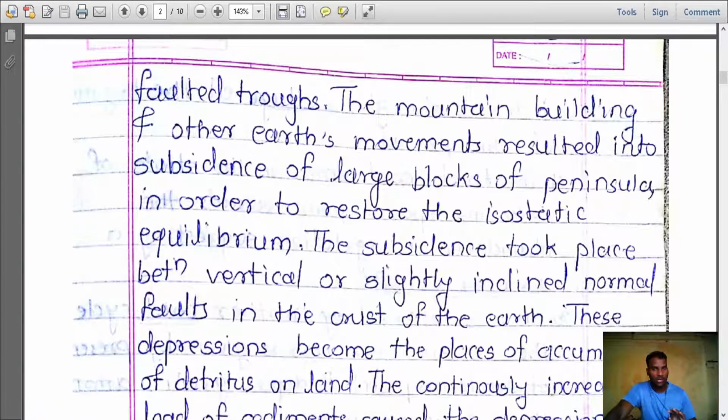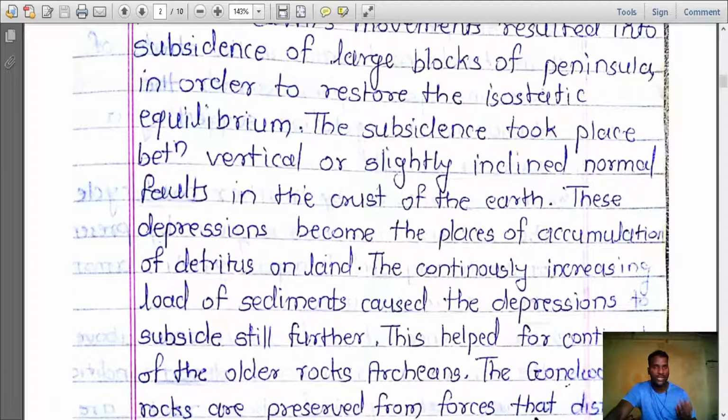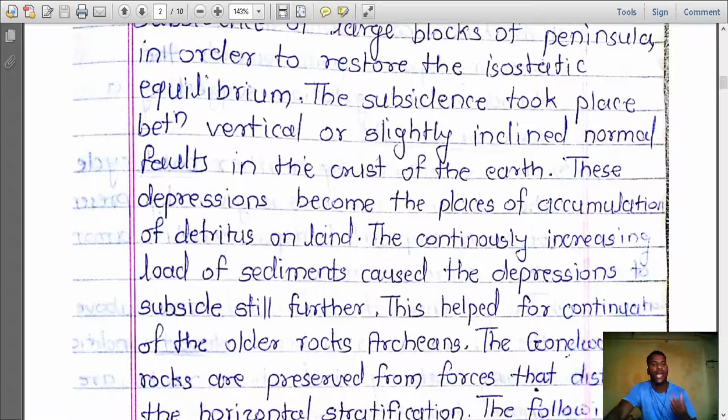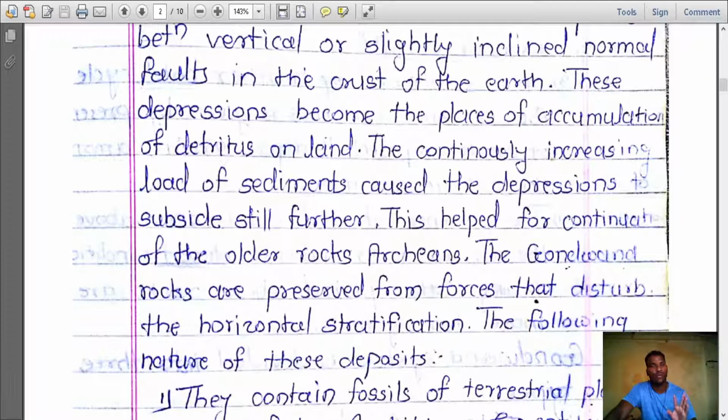In the crust of the earth, these depressions became the place of accumulation of detritus on land. The continuously increasing load of sediments caused the depression to subside still further. This helped the continuation of the older Archean rocks, and the Gondwana rocks are preserved from forces that disturb the horizontal stratification.